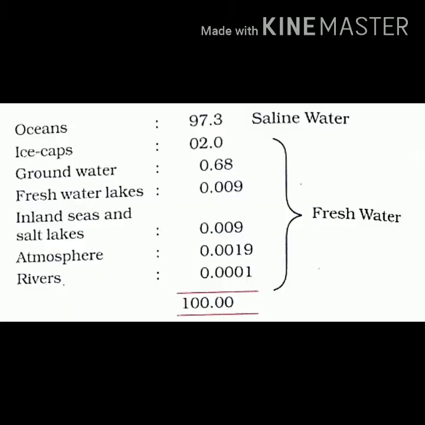Let's see the distribution of water bodies. We all know that 3/4 of the Earth's surface is covered by water. If there is more water than land on the Earth, why do so many countries face water scarcity? Is all the water on the Earth available to us? See the table. Out of 100%, 97.3% is saline water. And a very small amount is fresh water that we can consume.